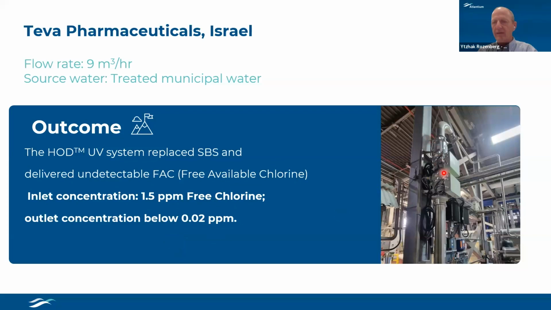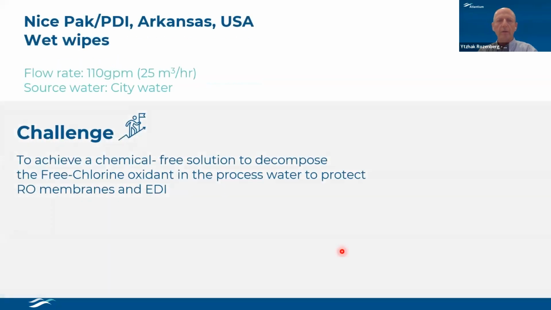So you can see here the UV unit, the pipe in, the pipe out, and the electrical components that drive the lamp. So it can fit a very tight location in the facility.